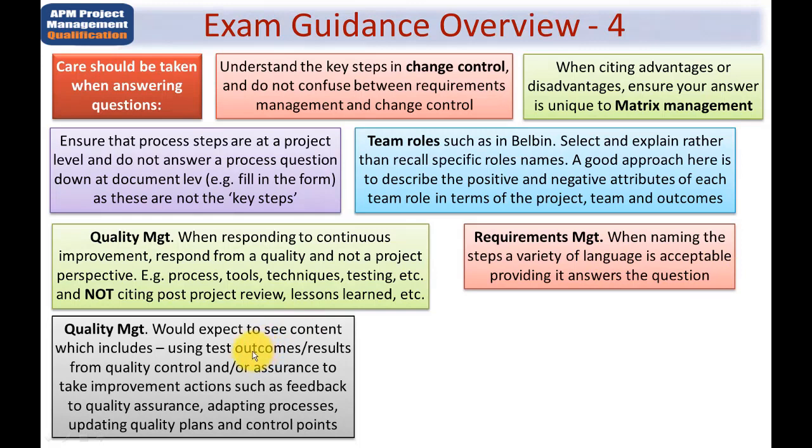Back to quality management. The examiner would expect to see content which includes using testing outcomes, results from quality control and/or assurance, to take improvement actions, such as feedback to quality assurance, adapting processes, updating quality plans and control points. It really builds on this feedback above here about quality management. Make sure you keep to the topic of quality management and don't drift into general project quality.